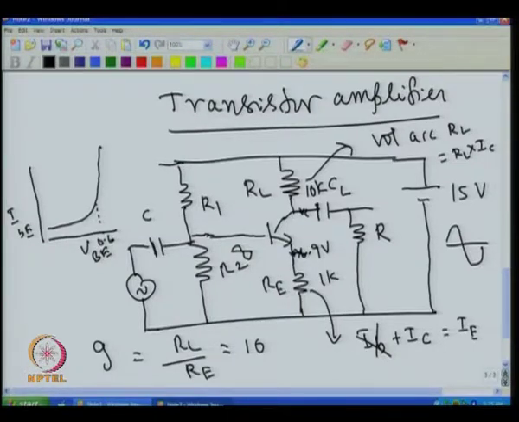Then if this voltage is fixed, automatically the voltage across this is fixed, that is 7.5. If the voltage across this is 7.5, then since the same current is flowing through this, the voltage across this will be 0.75, because the ratio is 1:10 and this current and this current are the same. So, automatically the voltage across this has to be 7.5, that is a DC voltage.